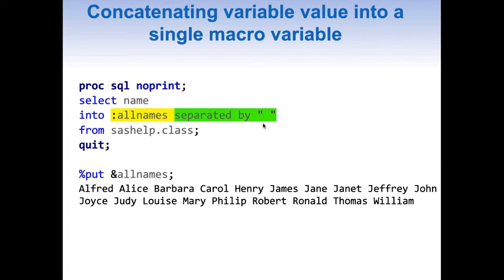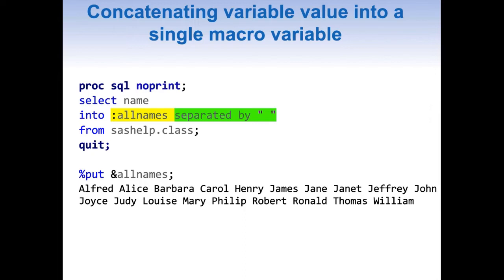Now I want to discuss a couple of things in here. In the separated by, I can give a comma, I can give any other delimiter. Once we give a comma as the delimiter, again we will have one single macro variable, and this will have the values like Alfred, Alice, Barbara, Carol, Henry, and so forth till William.